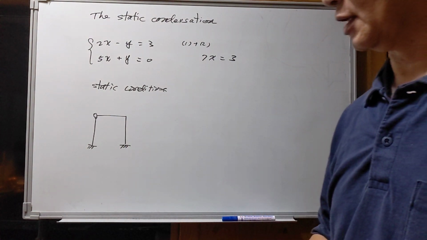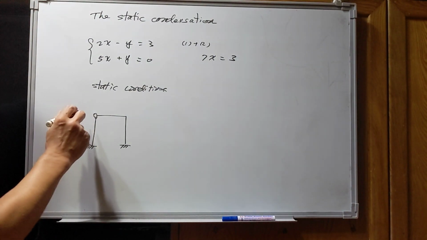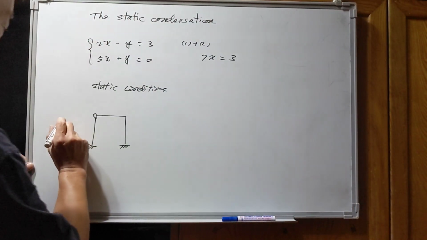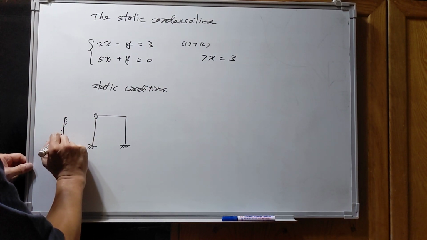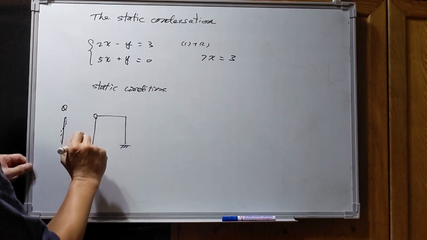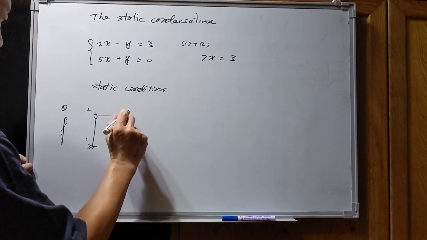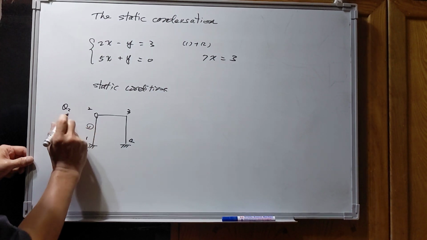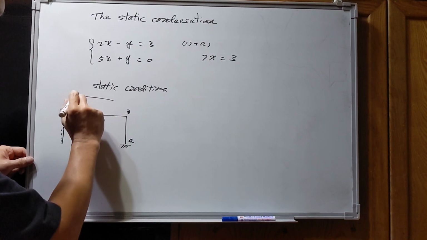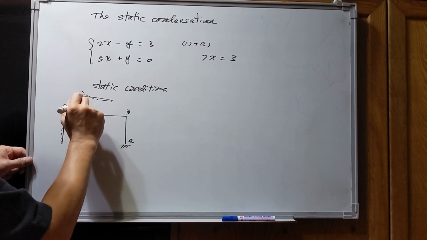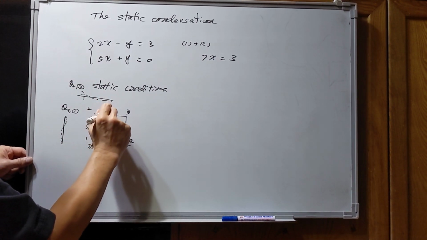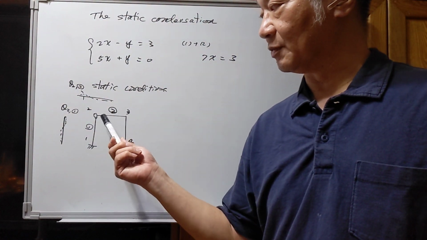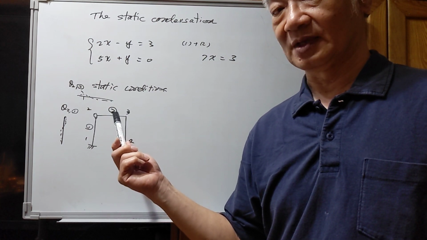If we have pin connections, usually it means there are separate rotations for the column. So if we consider the column line, we have the theta. That's the joint 1, 2, 3, 4. So at the joint 2, we can say that's theta 1 for member 1, and also we have theta 2 for member 2. Okay. So for the column, let's say it is the element 1. For the beam, let's say it is the element 2.